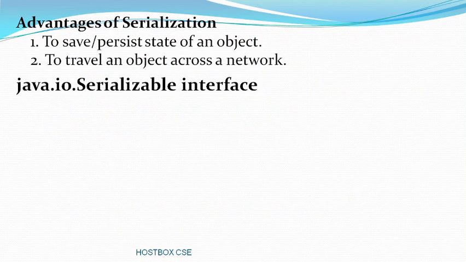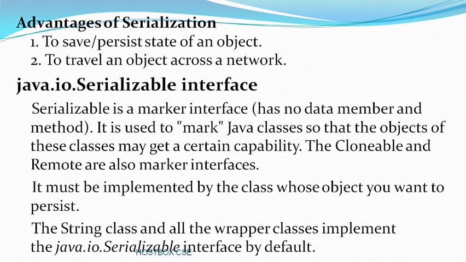Advantage of serialization. Why do we need it? What is the importance of serialization? Because it helps to save or persist the state of an object, and also to travel an object across a network. Let's go for some points about the Java IO Serializable interface.